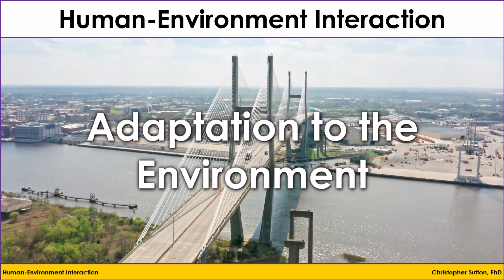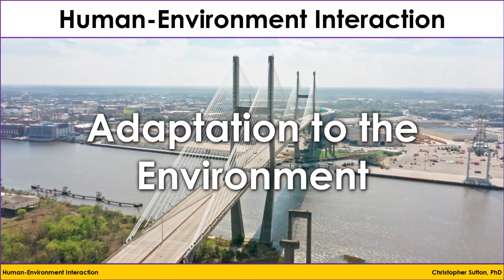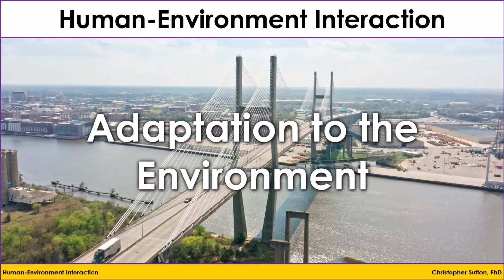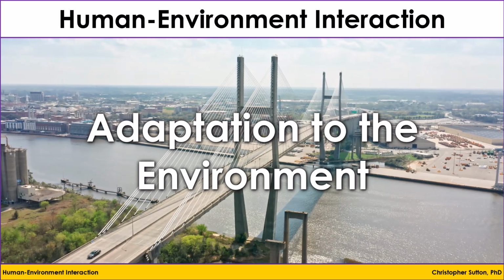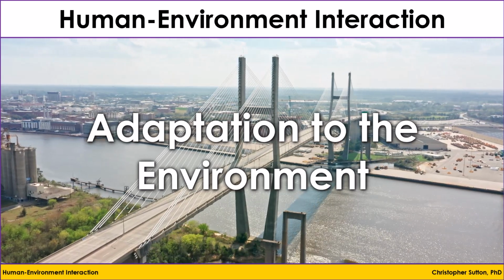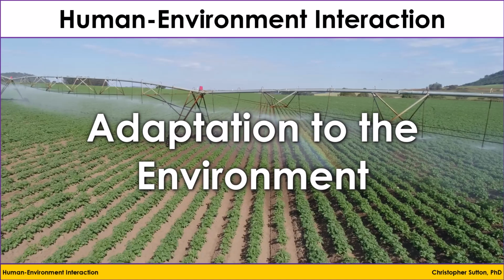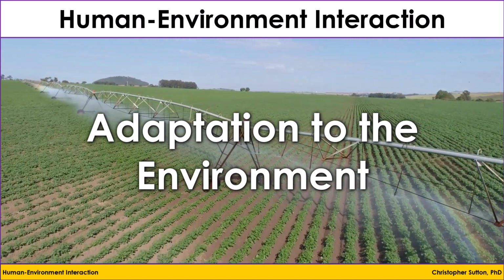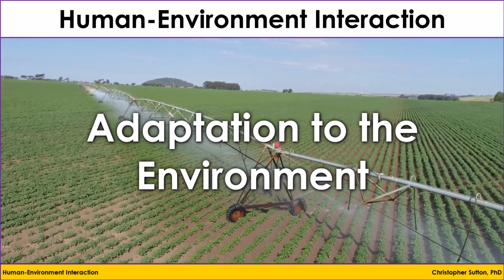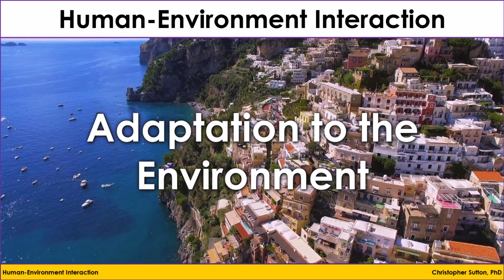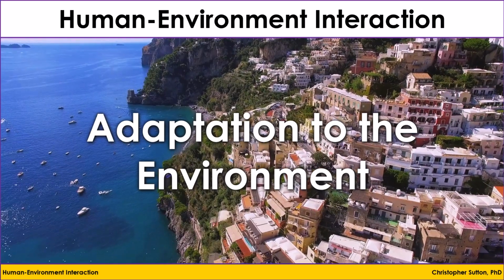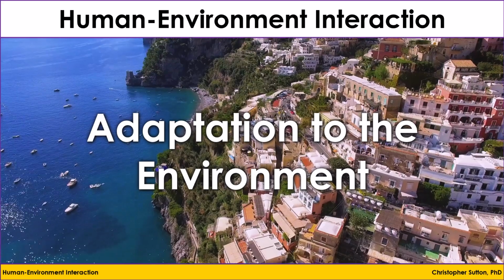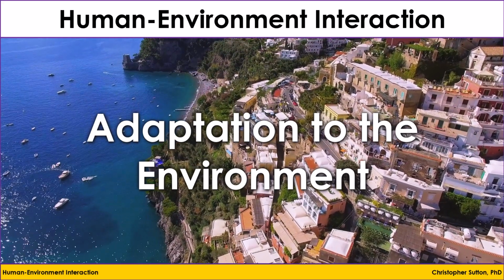Another key dimension of human-environment interaction is adaptation to the environment. Human societies adjust their lifestyles, technologies, and practices to suit environmental conditions. GIS can be used to help understand adaptations by modeling climate adaptation strategies, such as agricultural suitability under changing conditions, or analyzing settlement patterns influenced by terrain, climate, or hazards, or evaluating the success of adaptation measures over time.